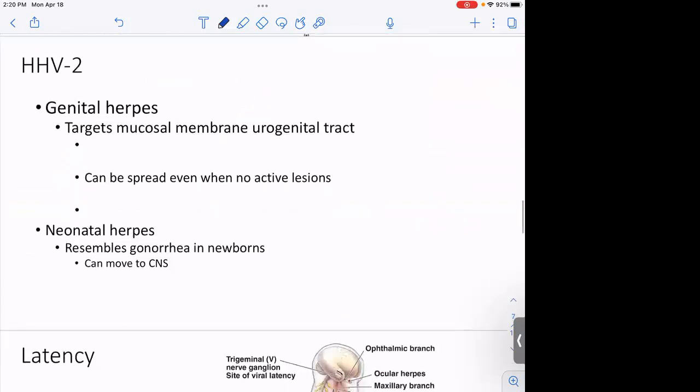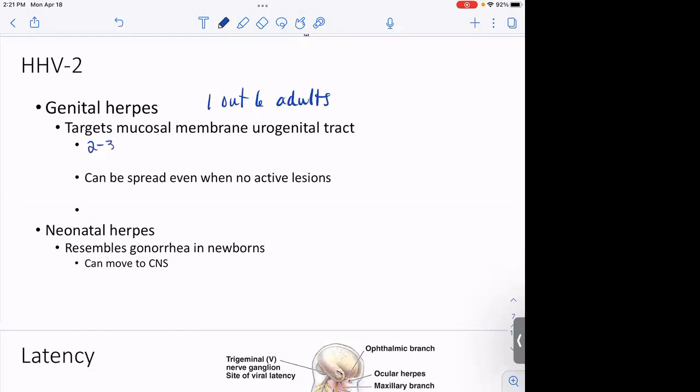All right, I once again spared you the graphic pictures like I did with gonorrhea, but genital herpes targets the mucosal membrane of the urogenital tract. It's estimated about 1 out of 6 adults are infected with HHV2. So it's not the most common sexually transmitted disease. Chlamydia and gonorrhea are even more common than that. But of course, with herpes, once you have it, you don't have a way to get rid of it. It can get better over time, but you won't totally get rid of it.